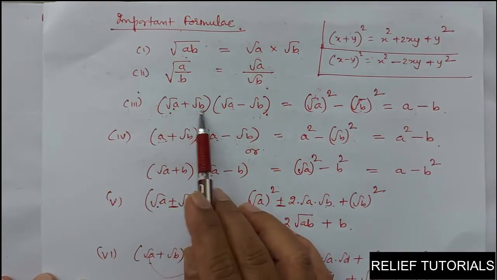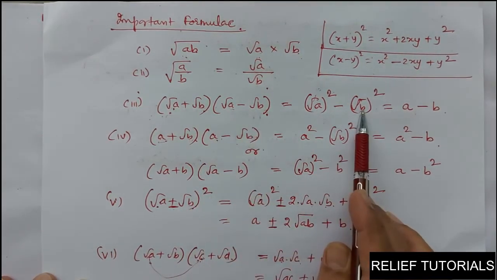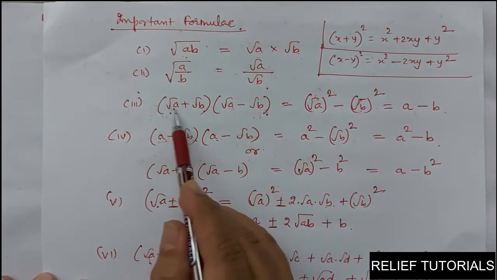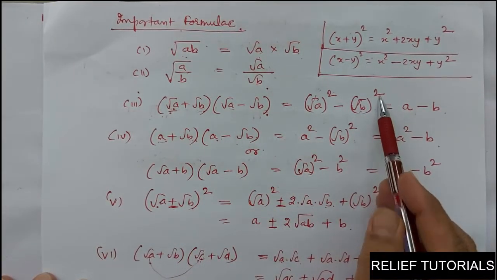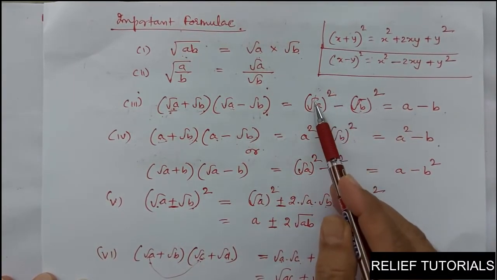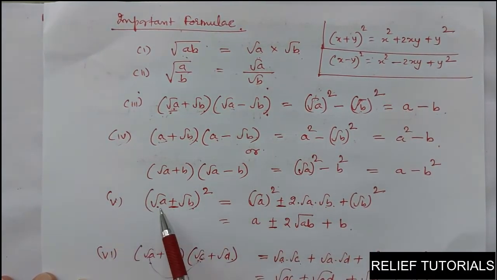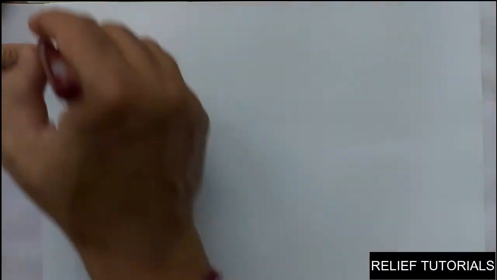Then we have seen that x plus y, x minus y is the difference of two perfect squares, so x square minus y square. So if there is root a plus root b, root a minus root b, the first term is root a, so root a the whole square, the second term is root b the whole square, and here minus. Square and root will get cancelled, so a minus b. Clear? Same thing we have discussed. Now a plus b the whole square, you know that. So this formula we have discussed. Based on these formulas, we are going to do certain problems. Clear?